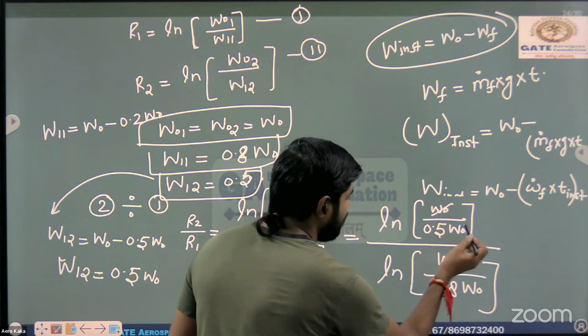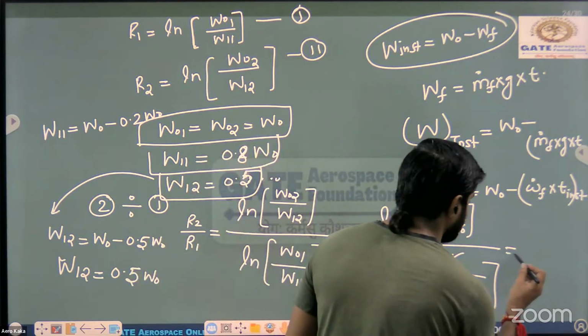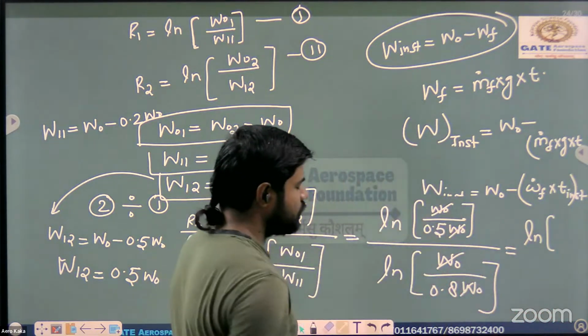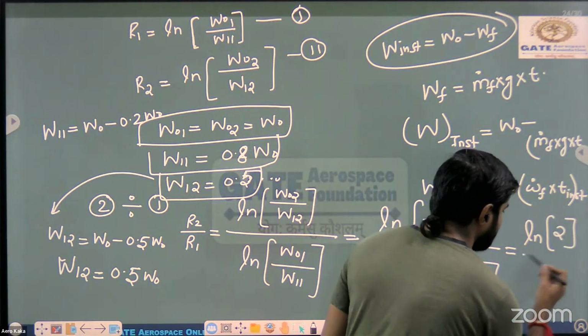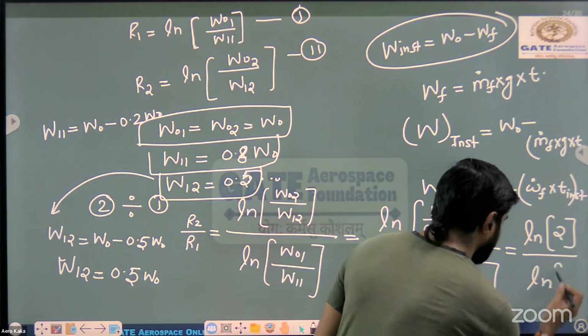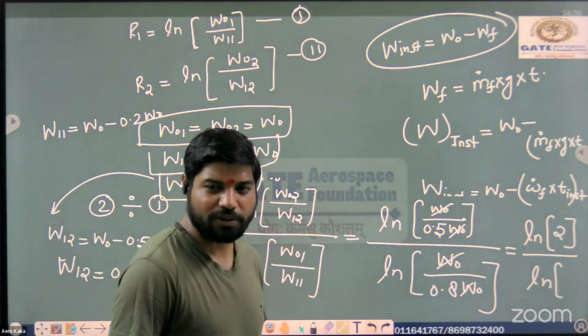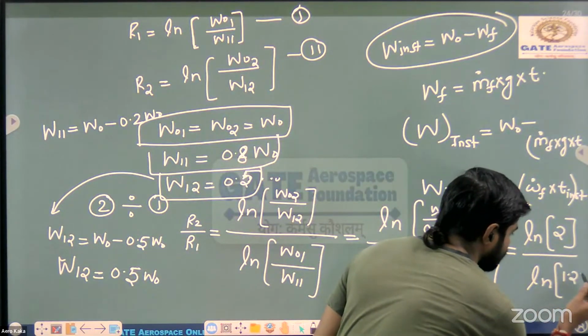So here this W naught gets cancelled. To simplify, how much will we get? Here you are getting ln of how much? 1 upon 0.5. So are you getting ln of 2? Yes. Check please. Divided by ln of 1 upon 0.8. So 10 by 8. Are you getting 1.25? Yes sir. Yeah, ln of 1.25.